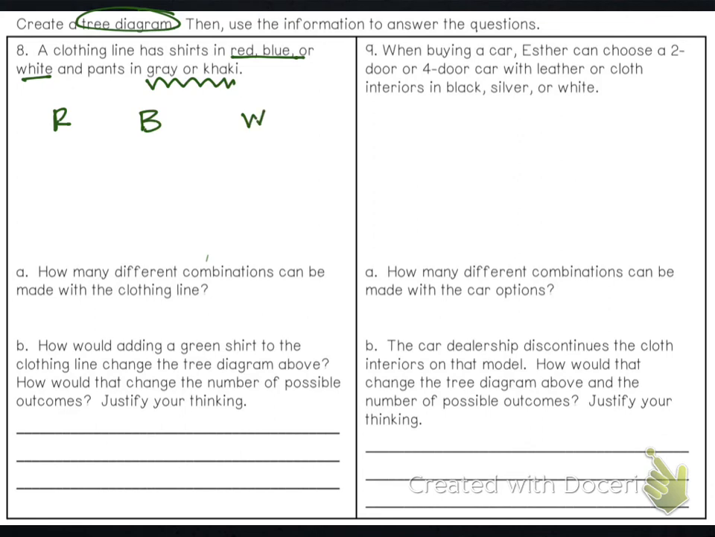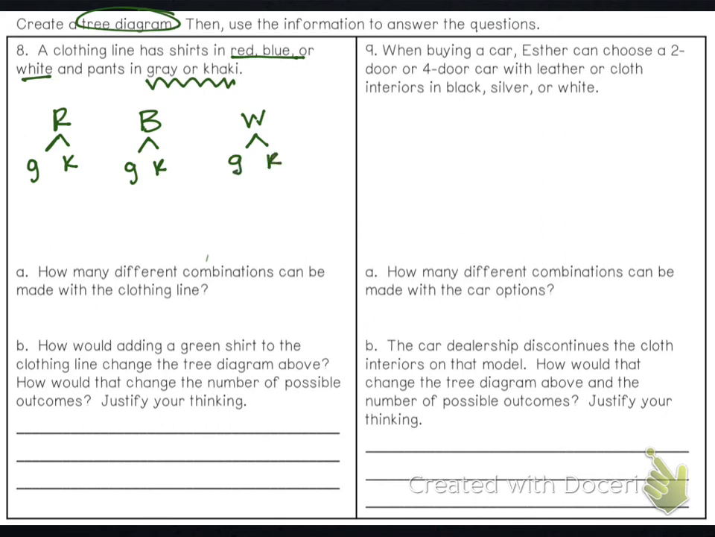So let's say I chose a red shirt. What are my possible pants? My possible pants are gray and khaki. But what if I chose blue? What are my possible pants colors? Still gray or khaki. And white is still gray or khaki.